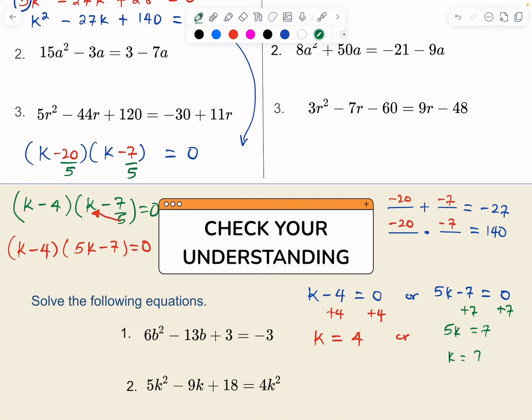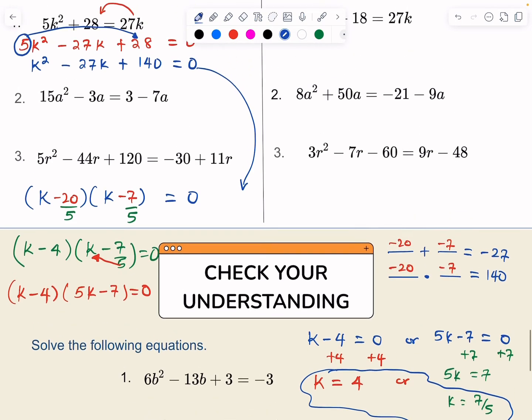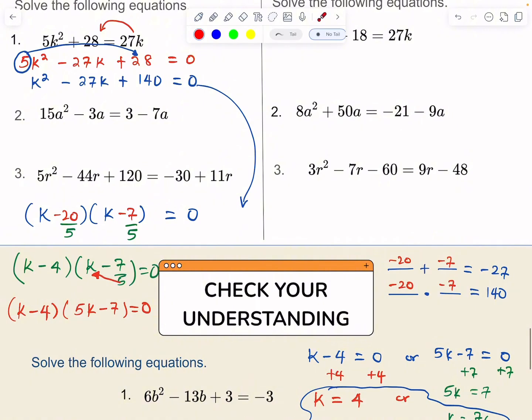My k will now be 7 divided by 5. So my answer to this question would be that k is equal to 4 or 7 over 5. If you wanted to know if you're right or wrong, all I am going to say is that you take this first question and then you graph it. You graph this first question using either your calculator or Desmos.